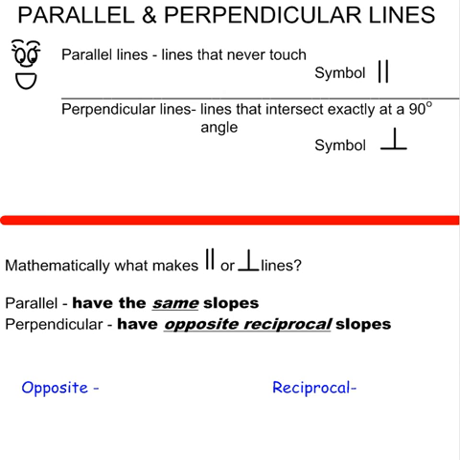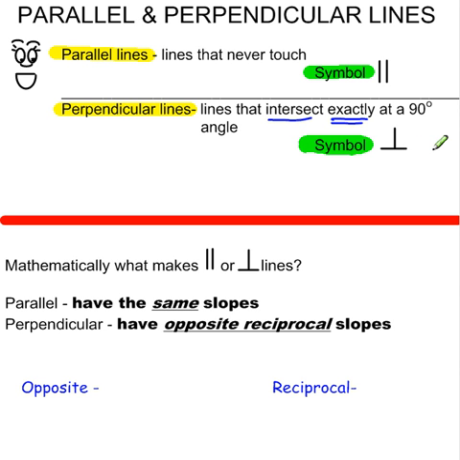Today we're going to talk about parallel and perpendicular lines. Parallel lines are lines that never touch each other at all, and their symbol is indicated by two vertical lines. Perpendicular lines are lines that intersect each other, which means to cross, but not just crossing. They have to cross at exactly a 90-degree angle. And the symbol representing perpendicular lines looks like an upside down capital T.